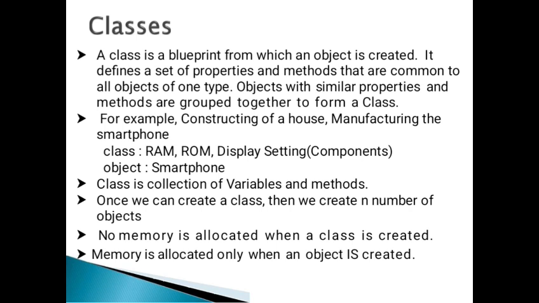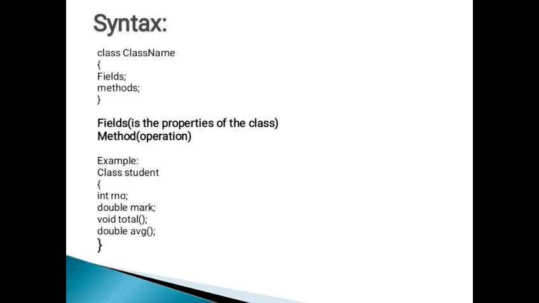Class means a collection of variables and methods. The variables are known as fields or instance variables. Once we create a class, we can create any number of objects. No memory is allocated when a class is created. Memory is allocated only when an object is created.